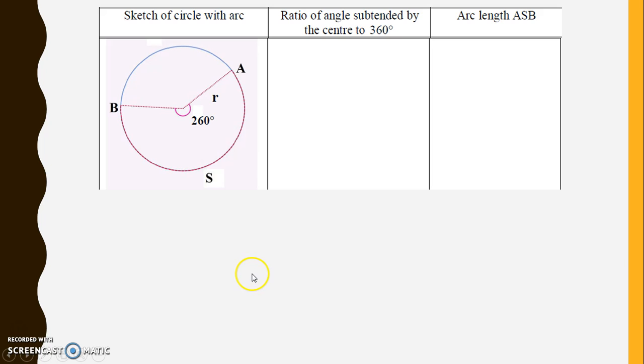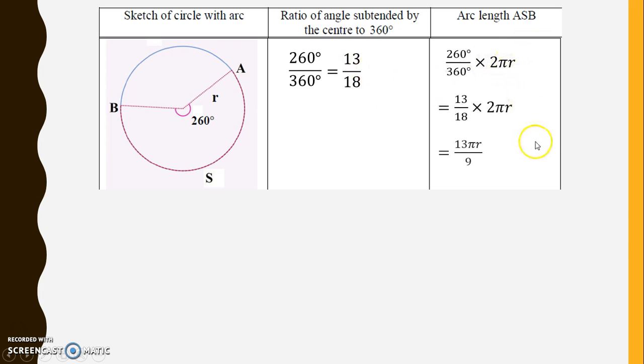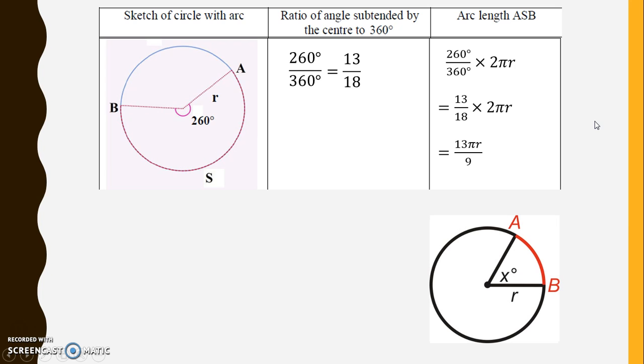Now, what happens if I have an angle which is more than 180 degrees but less than 360 degrees? Just to recap, these angles are called reflex angles. Similarly, to find the arc length ASB, I take the ratio of 260 over 360, which equals 13 over 18, and to find the arc length, I multiply this value by the circumference.